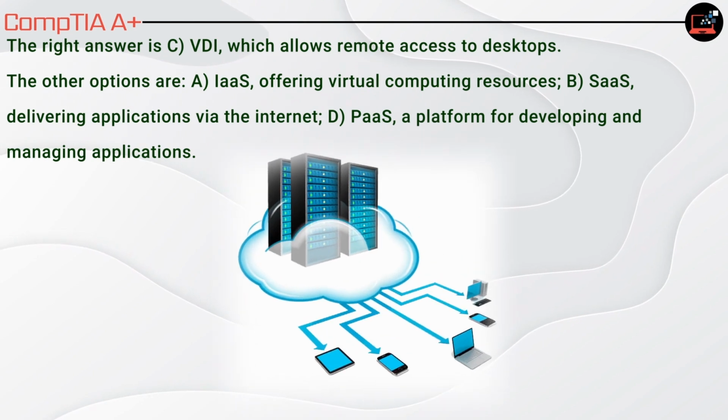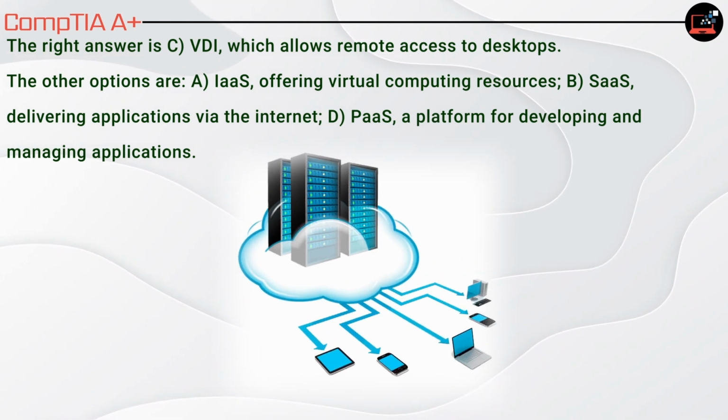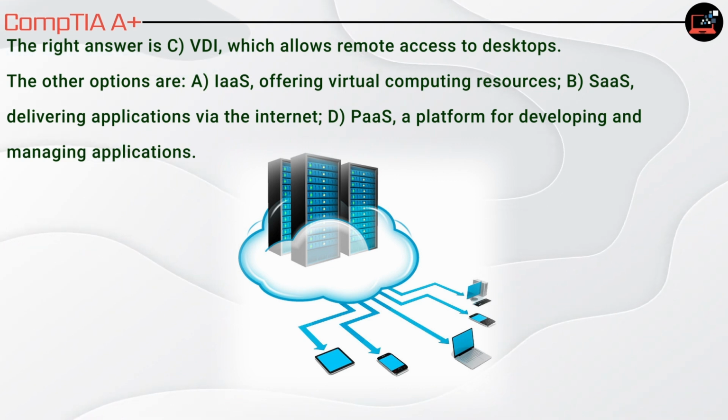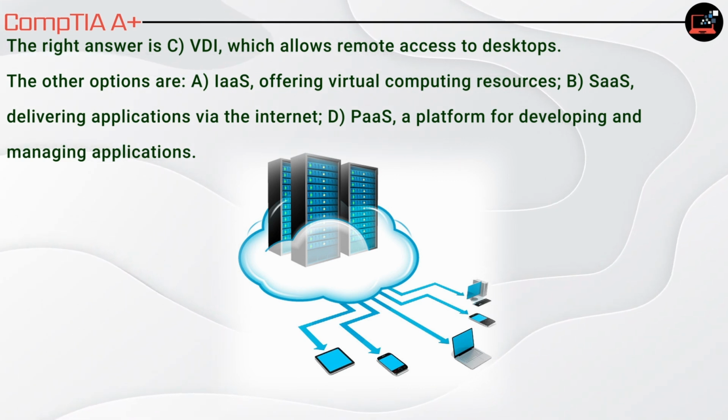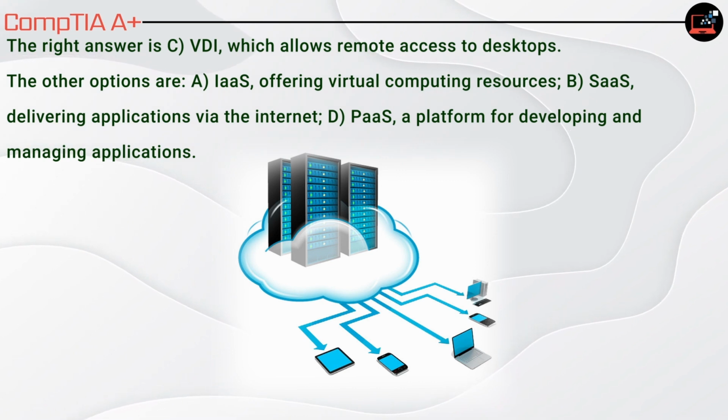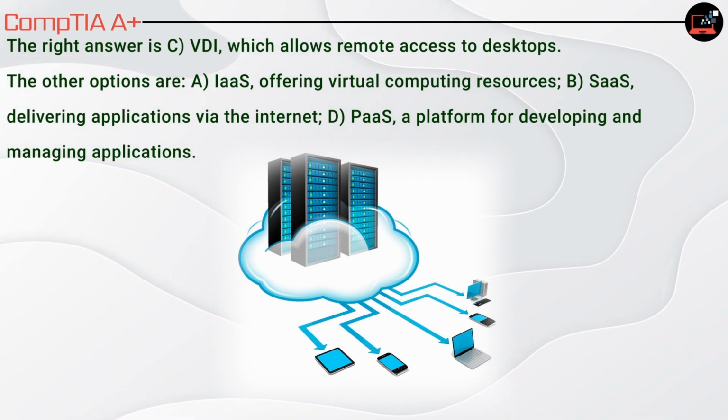The right answer is C. VDI, which allows remote access to desktops. The other options are A. IaaS, offering virtual computing resources. B. SaaS, delivering applications via the internet. And D. PaaS, a platform for developing and managing applications.